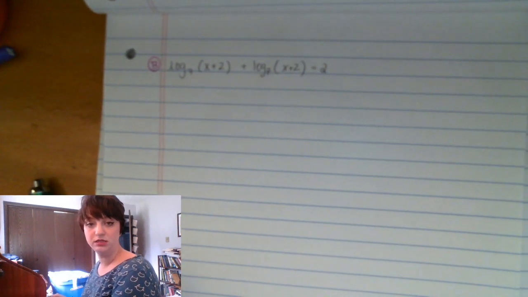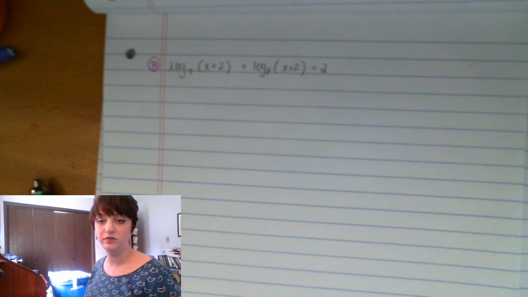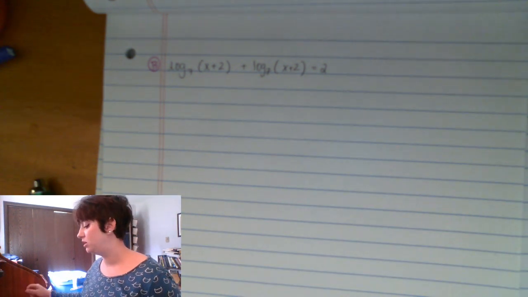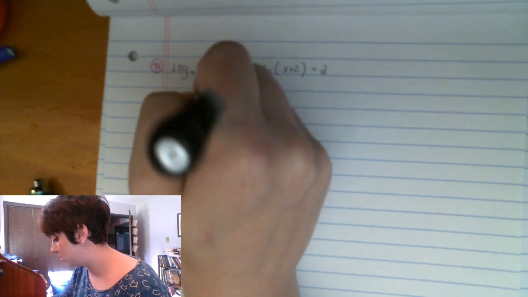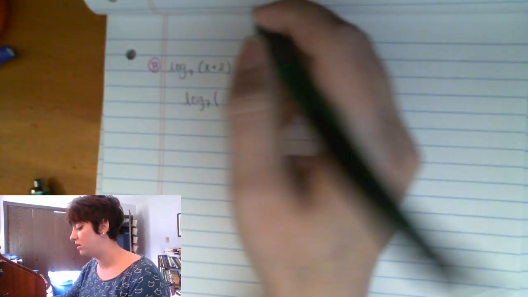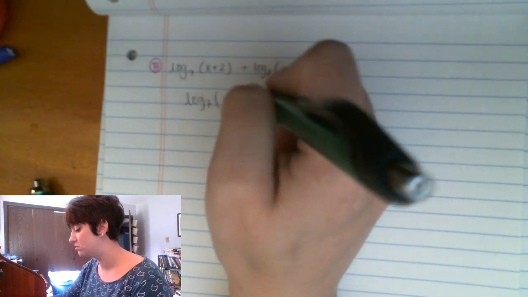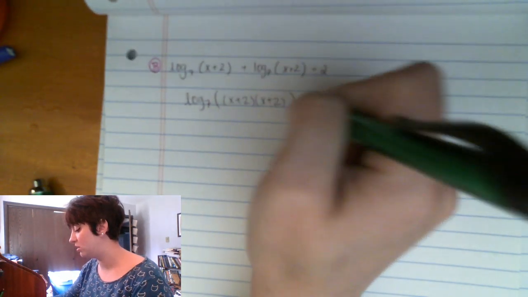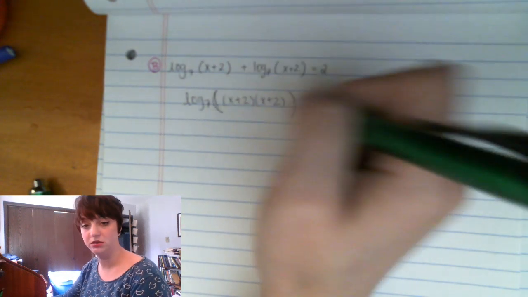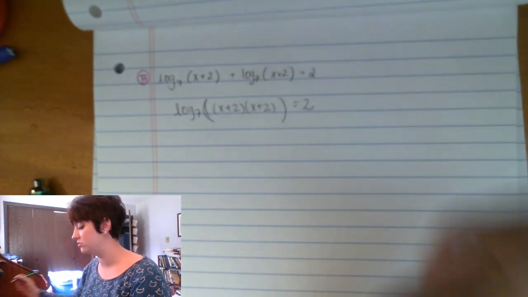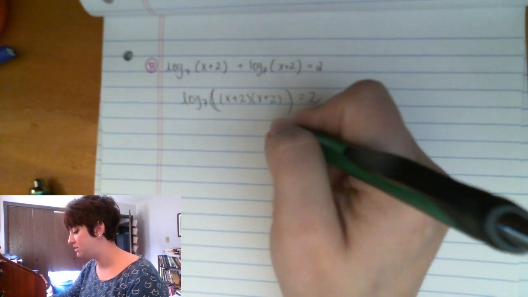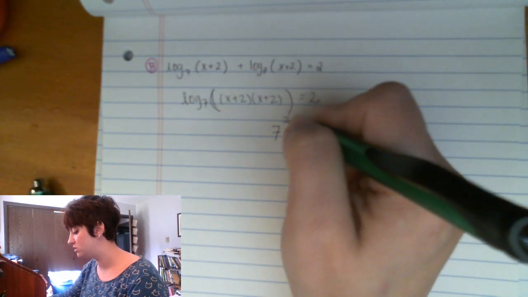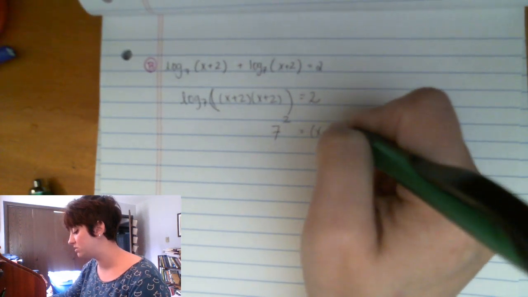So this one is log base 7 of x plus 2 plus log base 7 of x plus 2 equals 2. Your bases have to be the same in order to combine them. In this case, they are. So a sum of logs is a log of a product. Instead of adding the logs, I'm going to take the log of the product of the things inside the logarithms, equals 2. Now I get to rewrite. So the base is 7. The exponent is 2. What comes out is x plus 2, x plus 2.